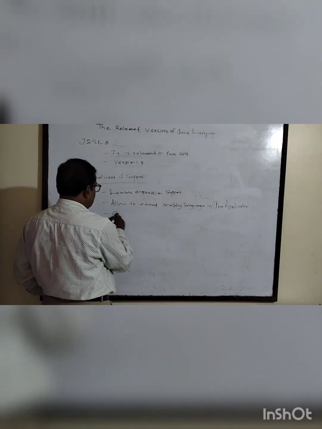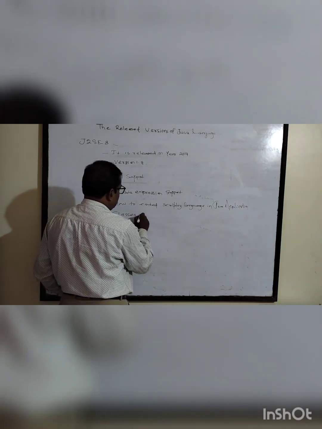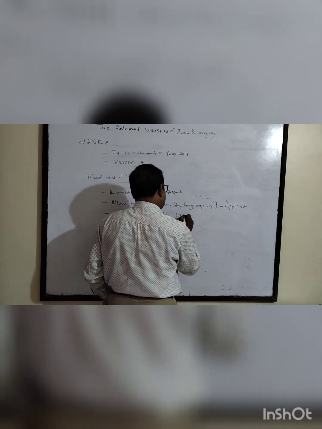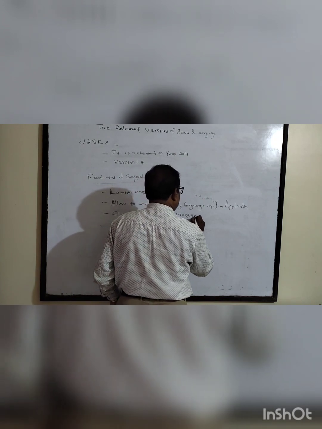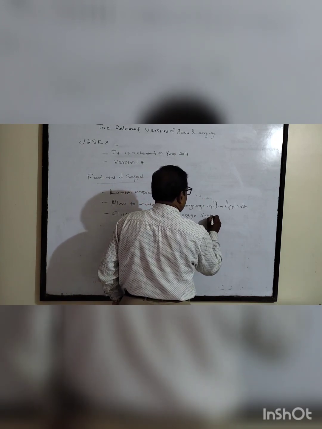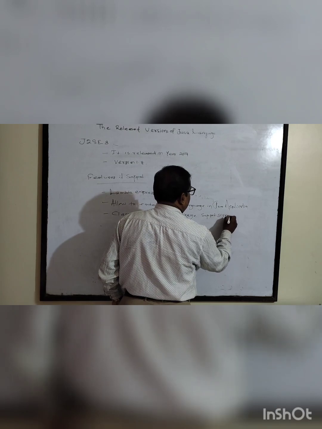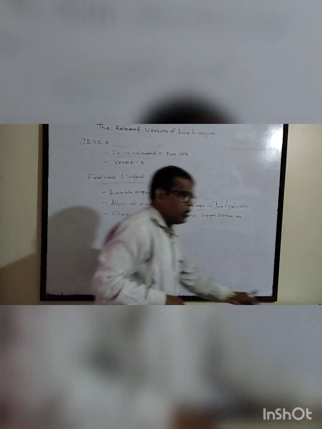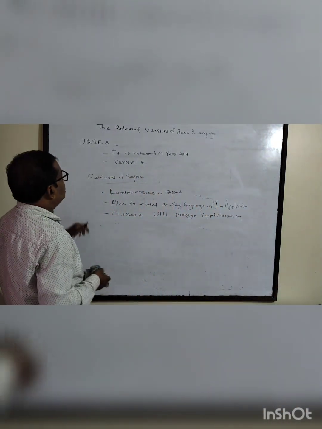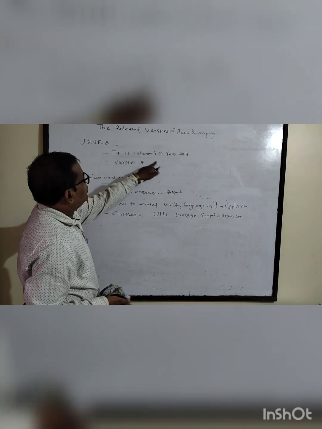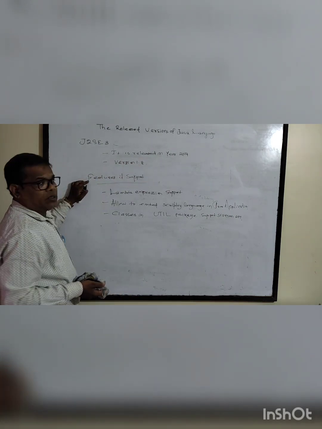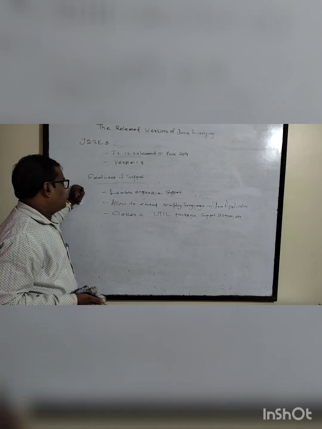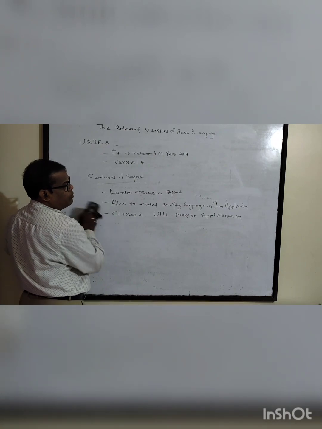Classes in the util package support the stream API. There are many other features that have been added to Java Standard Edition 8. The version was 1.8. It was released in the year 2014. Features it supports here: lambda expression supported, allowed to embed scripting language in Java application, classes in util package support stream API.